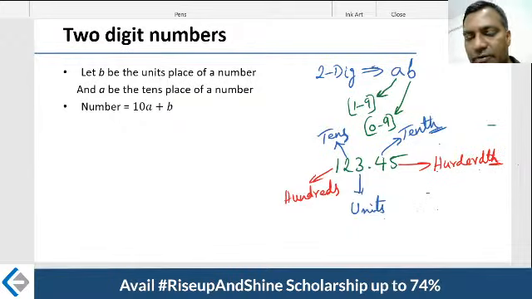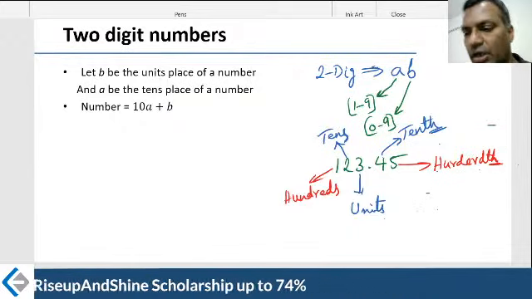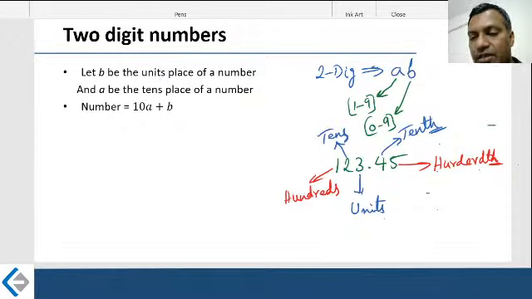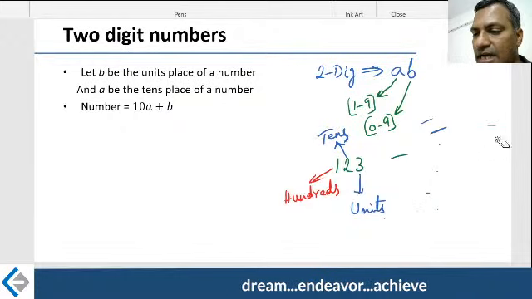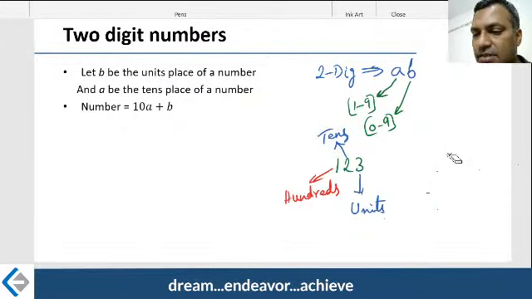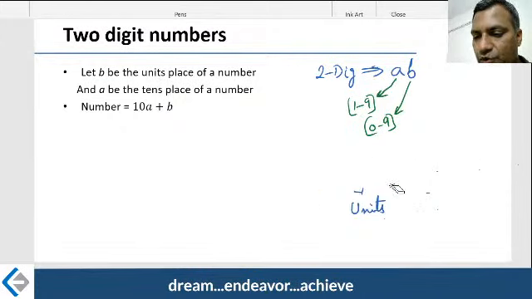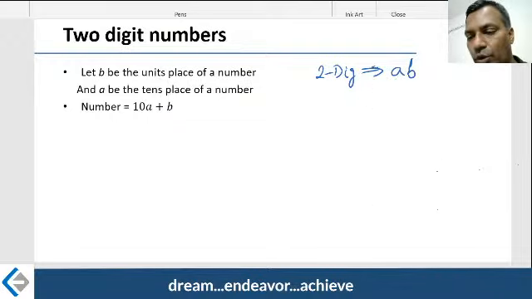I was using the units digit and tens digit for the first time with you in this lecture, so I thought I would make it clear. Okay, back to the lecture. Let's be clear about hundreds and hundredth, tens and tenth. Let's not be confused between them while we are using the language. Here we go. So now the 2-digit number is AB.